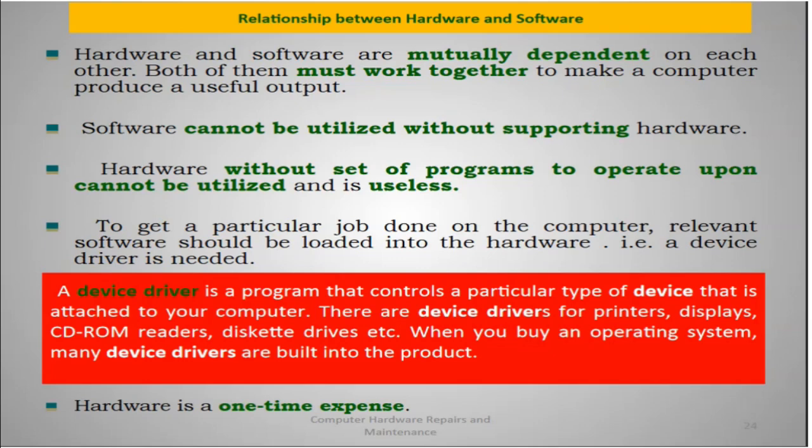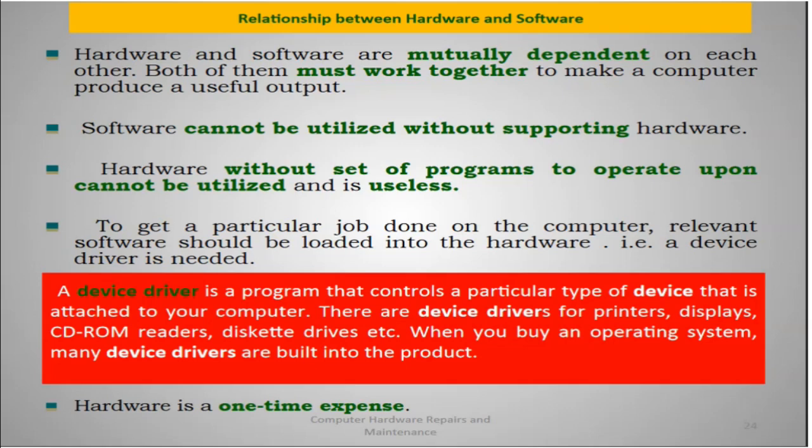Okay, so like we're saying, look at now the relationship between hardware and software. Hardware and software are mutually dependent on each other. Both of them must work together to make a computer produce outputs. So they are mutually dependent, means they work together. Now, software cannot be utilized without supporting hardware. The hardware without a set of programs to operate it cannot be utilized, and it is useless.